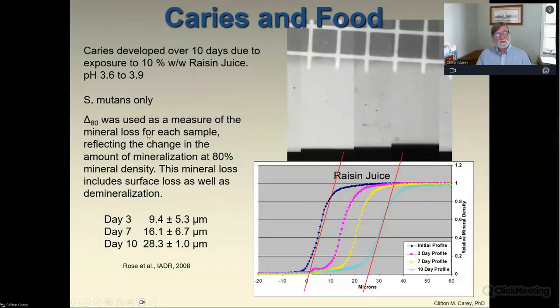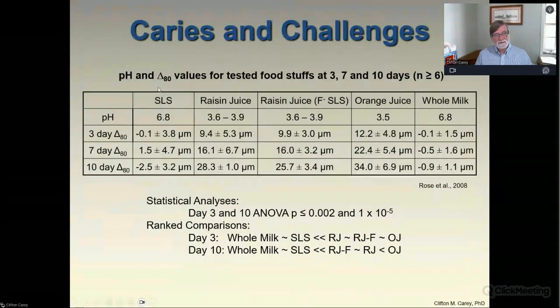So what we did was we made a 10% by weight raisin juice, and we flooded the system with it periodically, with samples that have Strep mutans growing on them. And you see that we ran this for 10 days. And this is the X-rays of the sample over those 10 days, and these are the lines showing the mineral density. What we found was very interesting. We checked with a couple of controls, whole milk and saliva-like solution. And after 10 days, there was basically no demineralization, no real remineralization.